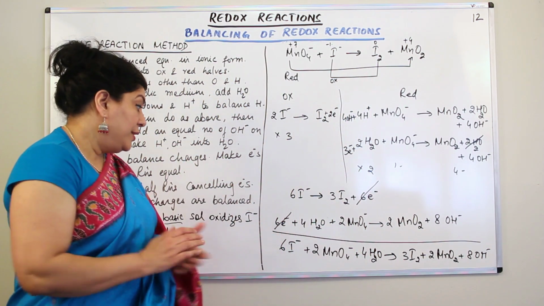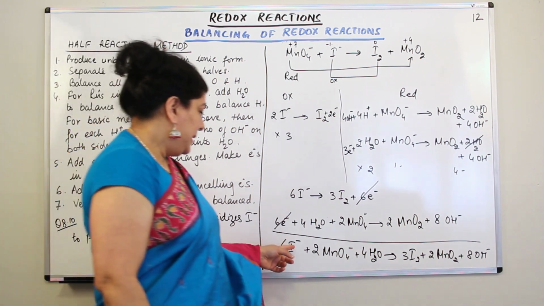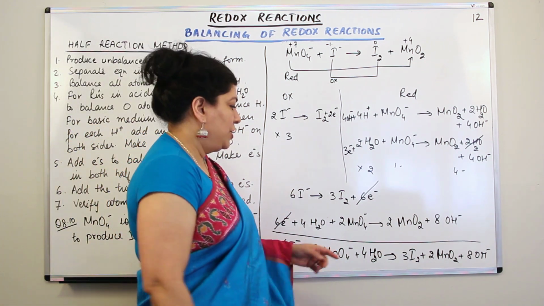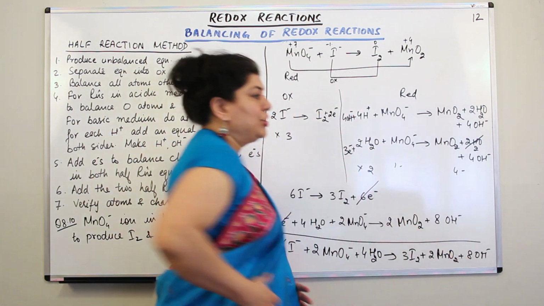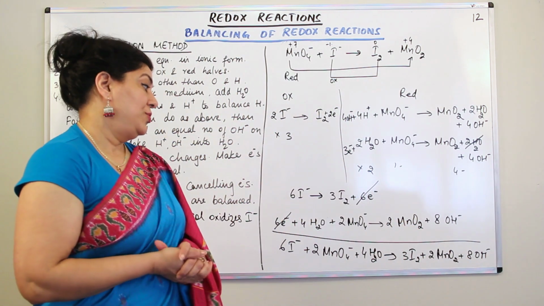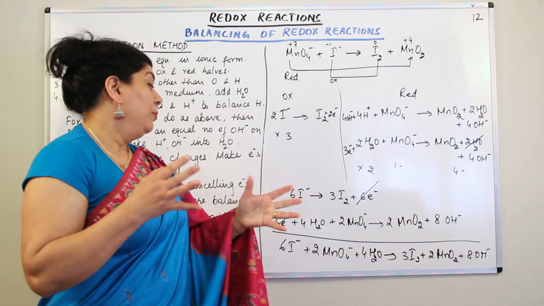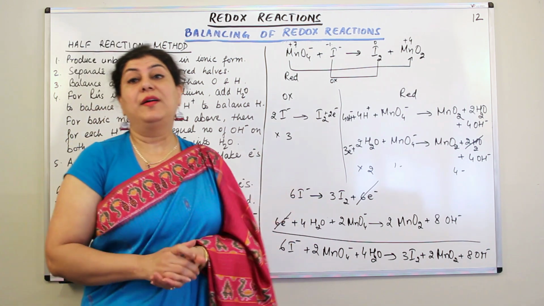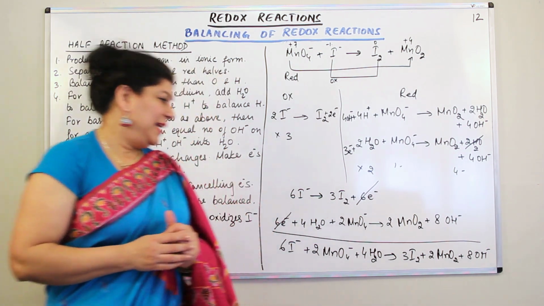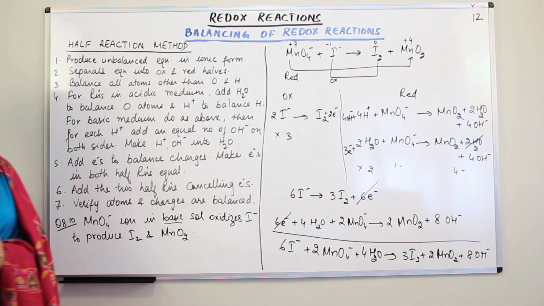Now if you look at the charges, you have how many? 6 negative, 6, 7, 8 negative charges. And take a look here, you have 8 OH negative, that is 8 negative charges on the other side. So both the atoms and the charges are balanced. I'll step out, you can do it on your own for a moment.